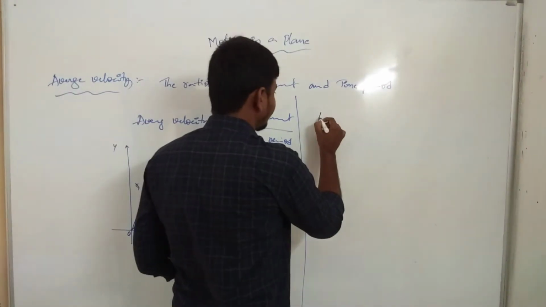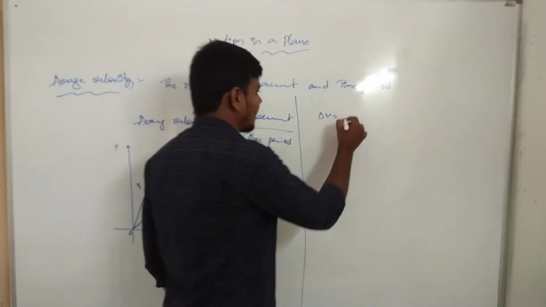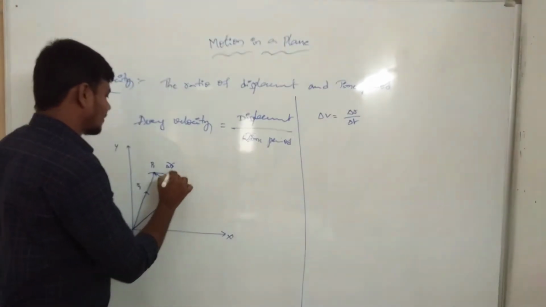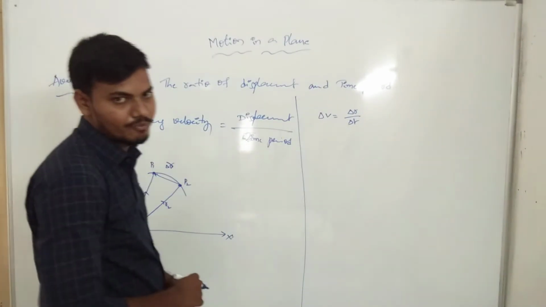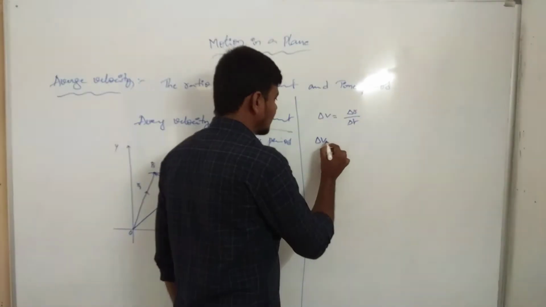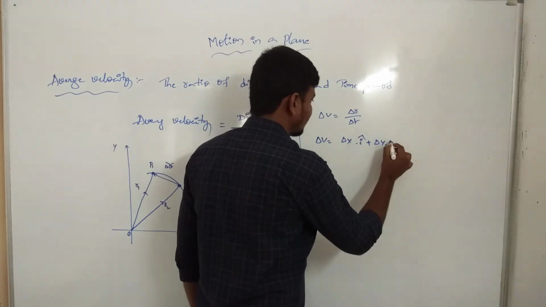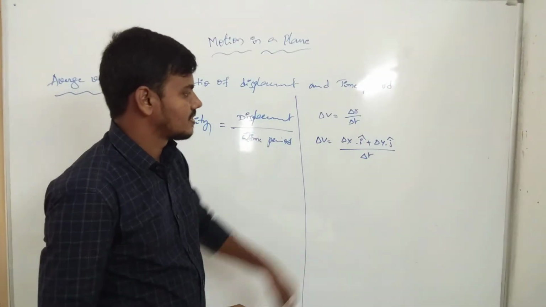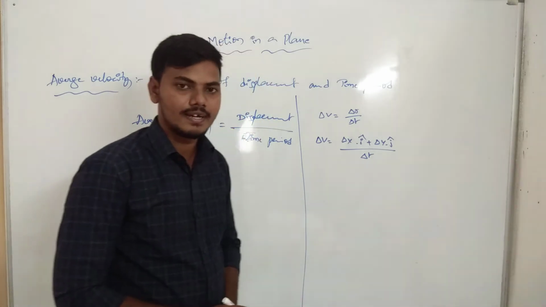Delta v is equal to delta r by delta t. In the x-axis we can resolve it, and in the y-axis also. Delta v is equal to delta x into i cap plus delta y into j cap, by delta t. That is, the x-axis part of the displacement is delta x into i cap, plus the y-axis part delta y into j cap, by the time period delta t.